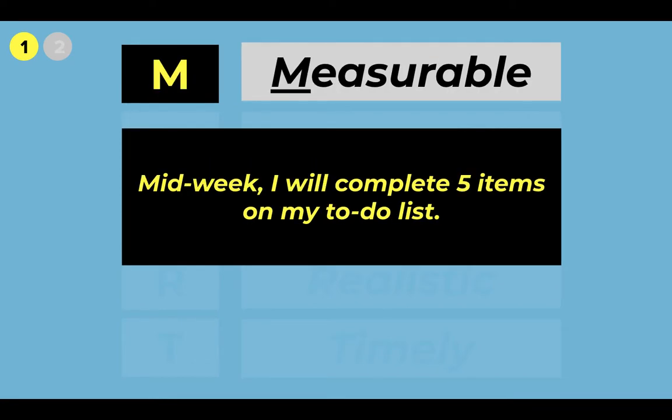All right, let's move on to the second part, measurable. Similar to being specific, your goal should be measurable. So instead of I want to be productive, try a goal like the one listed above or on the slide, where it says midweek I will complete 5 items on my to-do list. This allows you to target the number of tasks that you're able to cross off at a certain point.